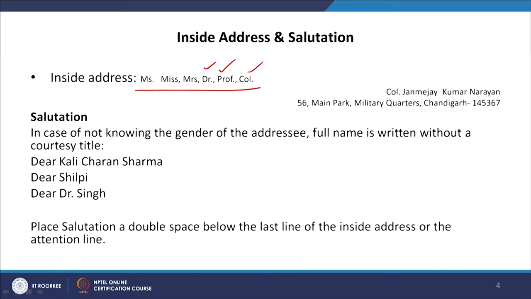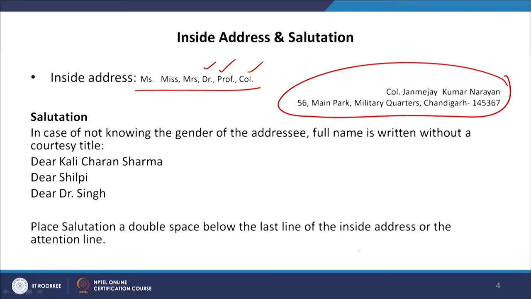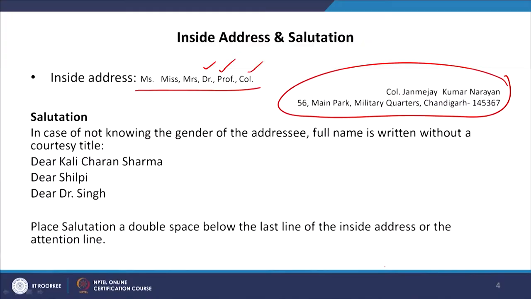Here you can find the address of a person, the inside address, and here I have willingly left out the email ID and so on, but you can always maintain it. Fine. Now, the name of the person in the address has to be written in full. Colonel Janmejay Kumar Narayan, isn't it? This is actually the full name of the person to whom you are writing. And then comes the address, fine, 56 Main Park, Military Quarters, Chandigarh, and so on, and provide the PIN code as well.